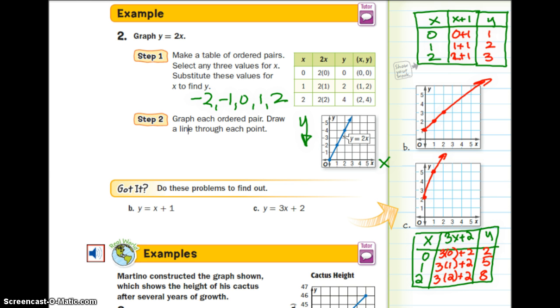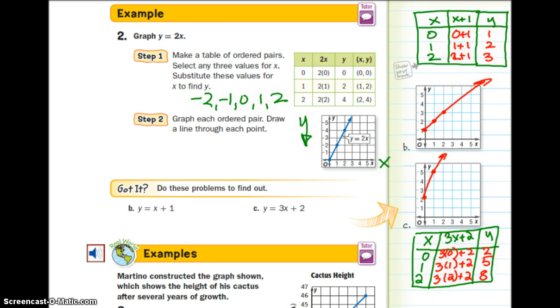Okay, the next one is 3x plus 2. When x is 0, 3 times 0 is 0, plus 2 is 2. 3 times 1 is 3, plus 2 is 5. 3 times 2 is 6, plus 2 is 8. Notice on our graph that I cannot plot the position for number 2 because your y does not go up to 8. I can, however, plot 0, 2, and 1, 5. And again, connect my dots. Notice they do not start at the origin.